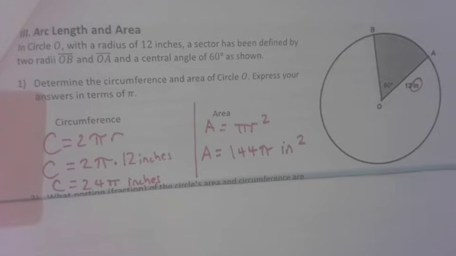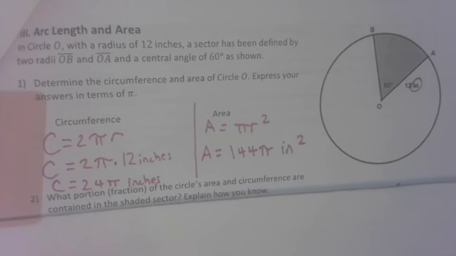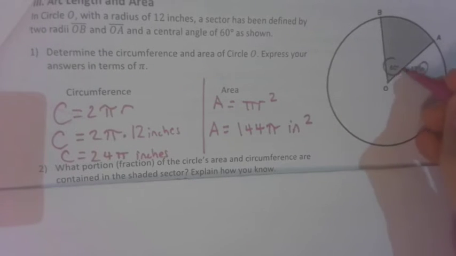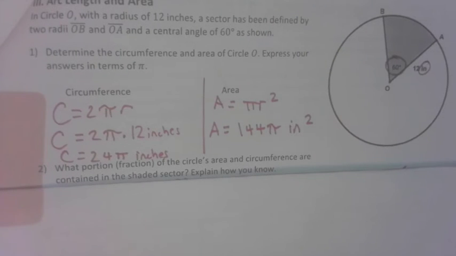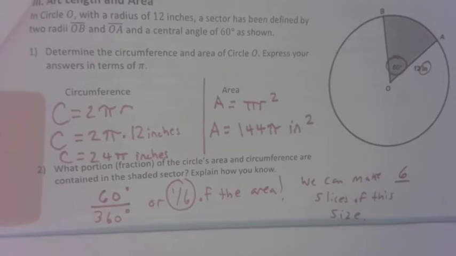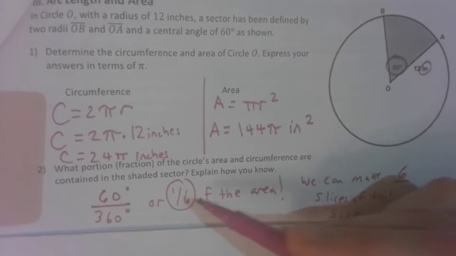Now, once we have that, we want to determine what portion of it is contained in the shaded area. So I look here, and I can see it says 60 degrees. Well, 60 over 360 is the same as 1/6 of that circle. So we can make 6 different slices of this size if I kept on drawing in here. So if I can find the total amount of circumference and the total area, we can multiply that by 1/6.